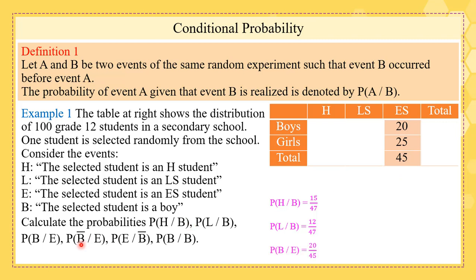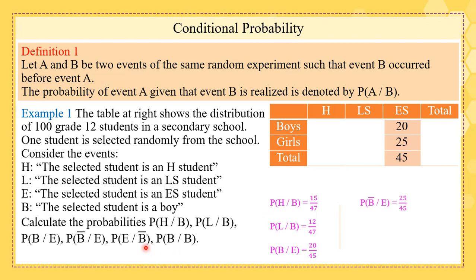Now what is the probability of B bar given E? We are still in the ES section, but we need the probability of B bar, and B bar means the selected student is not a boy. In this case it would be a girl, and the probability of selecting a girl would be 25 over 45.